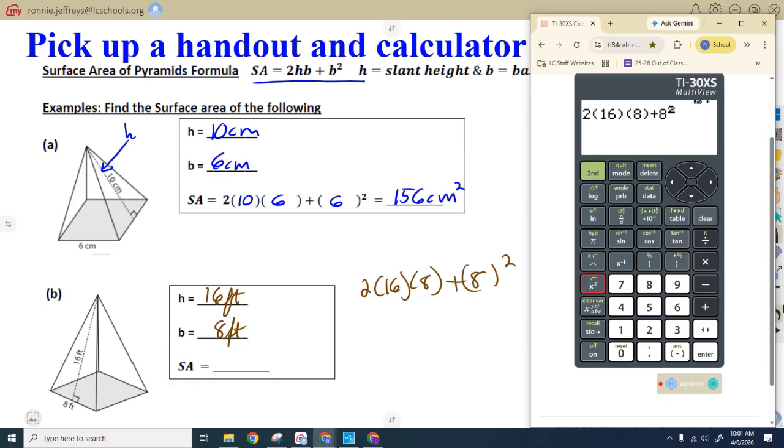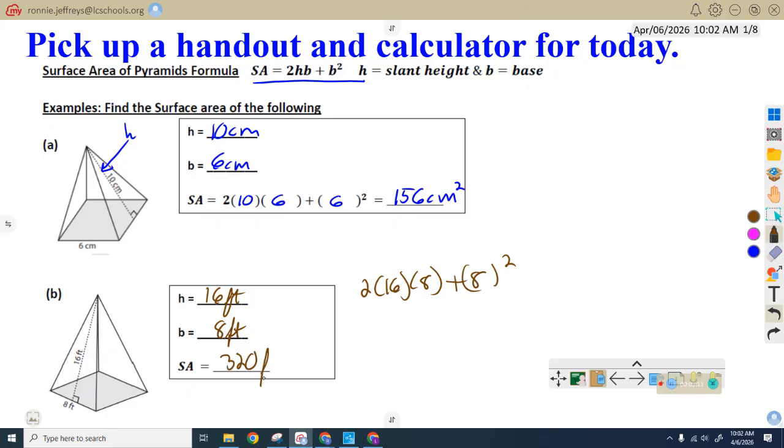It's 8 squared. All right, so we would get 320 feet squared. Now, if this seems kind of simplistic, that is the goal. In years past, when I've had to do this as a student or teach this as a teacher, the formulas that we used were not very easy. Luckily, things have advanced since then, and it's a little bit more simplistic. All right, are we good with the examples A and B? Does anybody need more time?